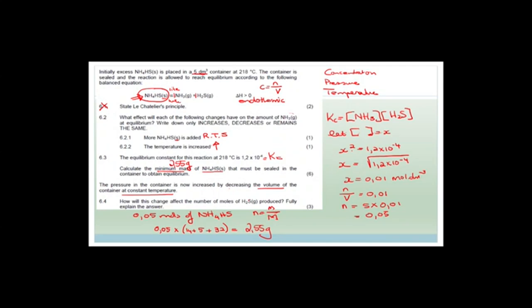And when they say fully explain your answer, you need to go by Le Chatelier's principle. Increasing the pressure will favor the side with the least amount of moles of gas, and therefore it will favor the reverse reaction, and the number of moles of H2S produced will decrease. There you go.